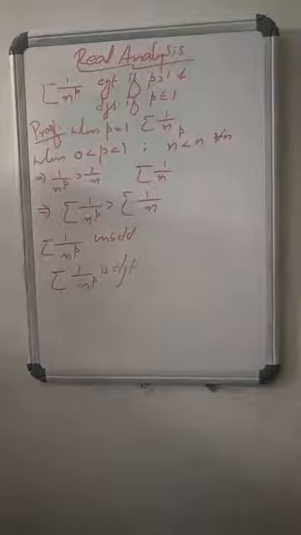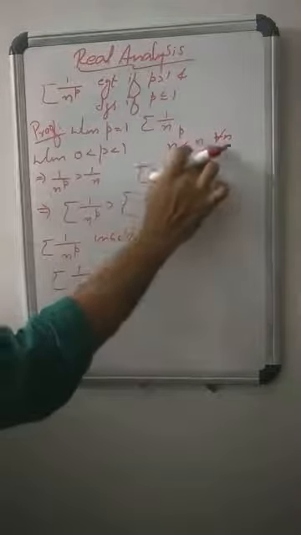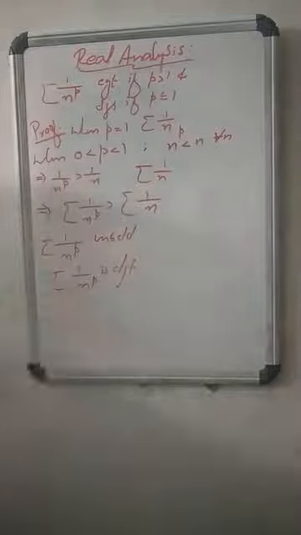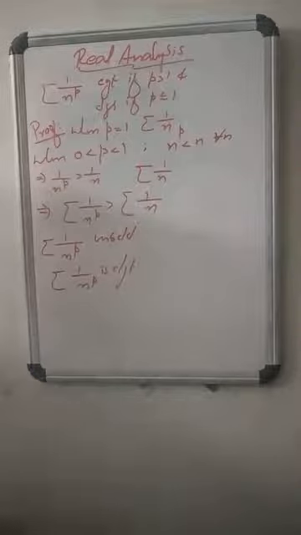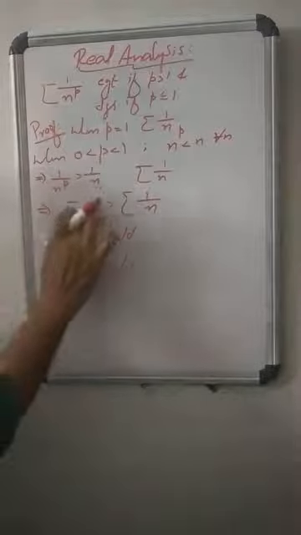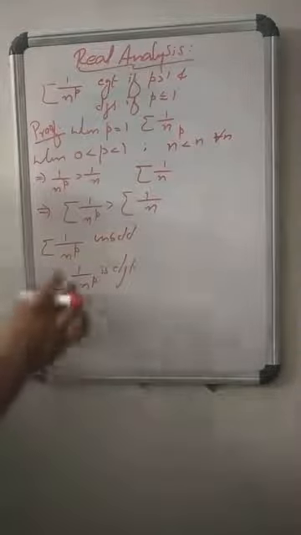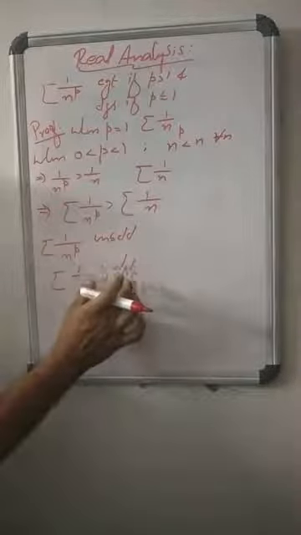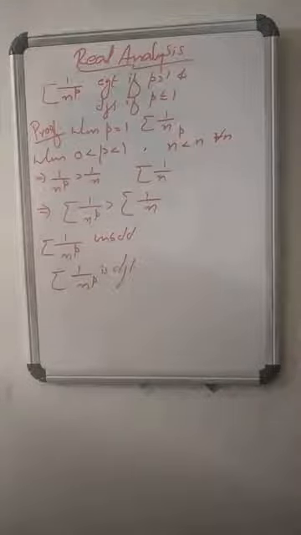When p lies in between 0 and 1, we have n power p less than n, so 1 by n power p is greater than 1 by n, and sigma 1 by n power p is greater than sigma 1 by n. But we know that the sequence of partial sums of sigma 1 by n is unbounded. Therefore the sequence of partial sums of sigma 1 by n power p is unbounded, hence divergent. Therefore sigma 1 by n power p is divergent. So, when p is less than or equal to 1, sigma 1 by n power p is divergent.